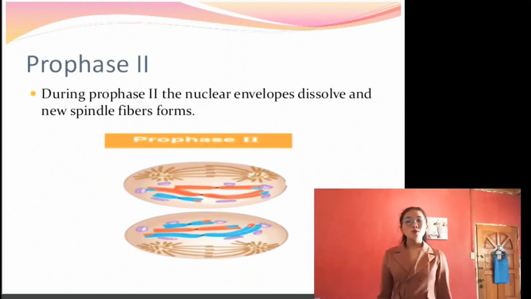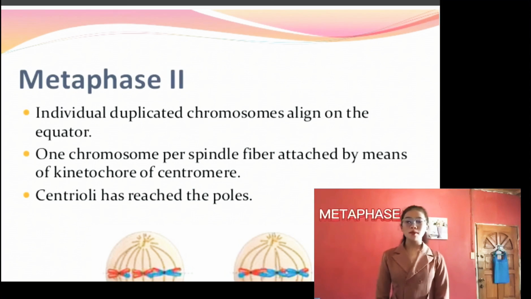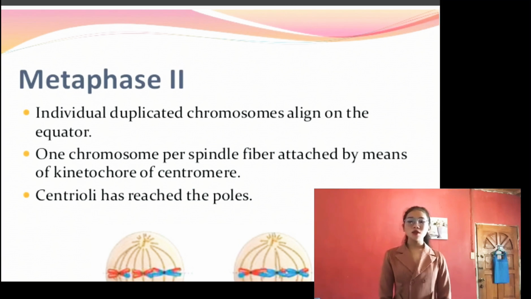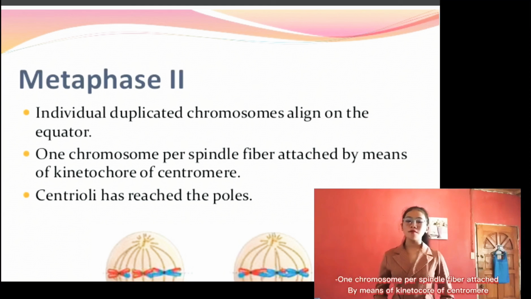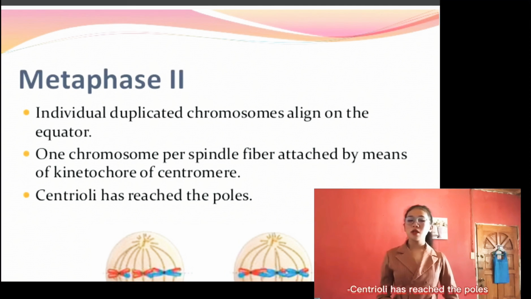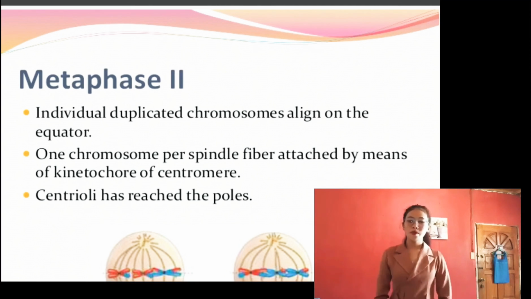So let's proceed to topic number 2. Number 2 is metaphase. Individual duplicated chromosomes align on the equator. Each chromosome is attached to a spindle fiber by means of the kinetochore of the centromere. The centrioles have reached the poles.